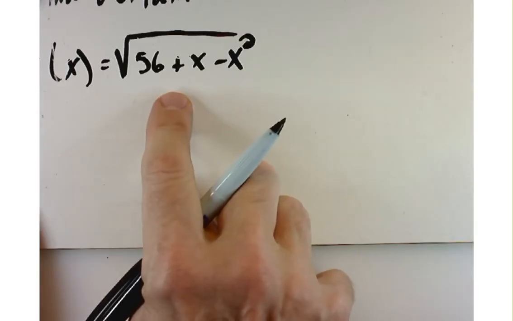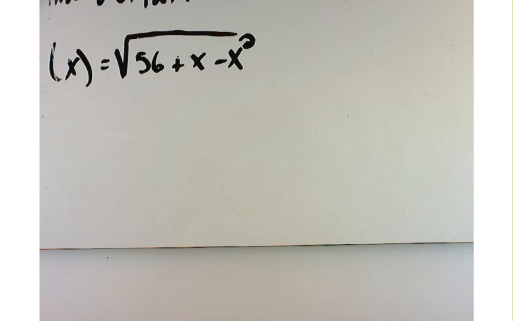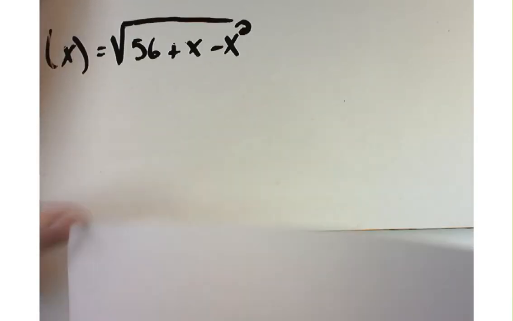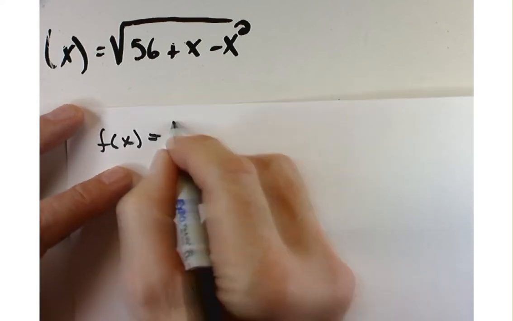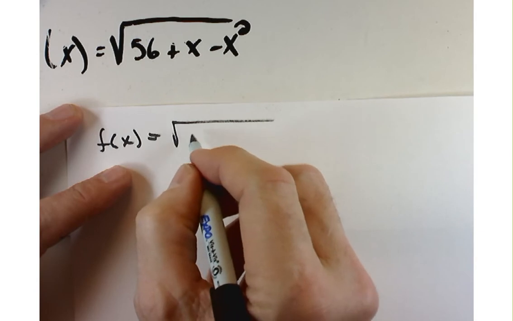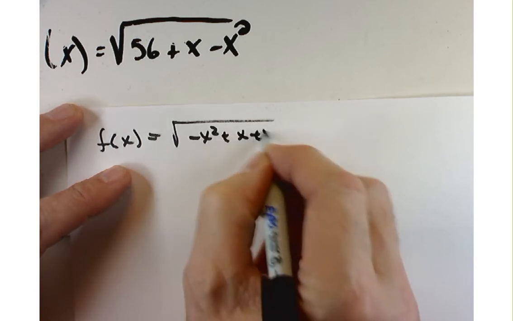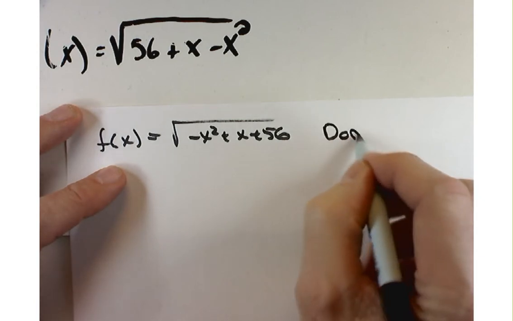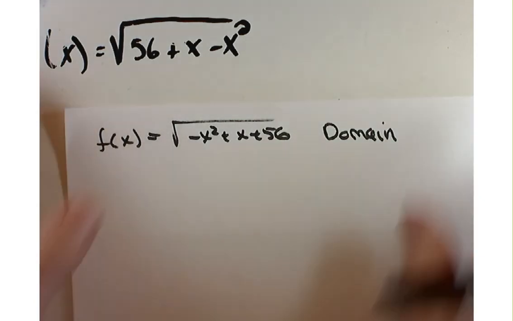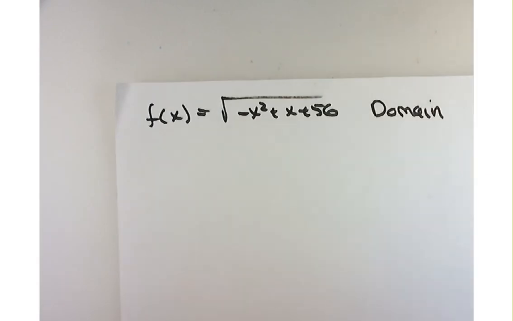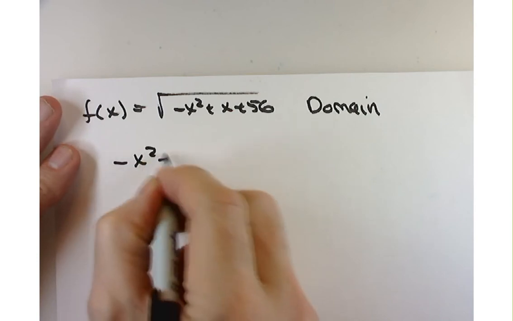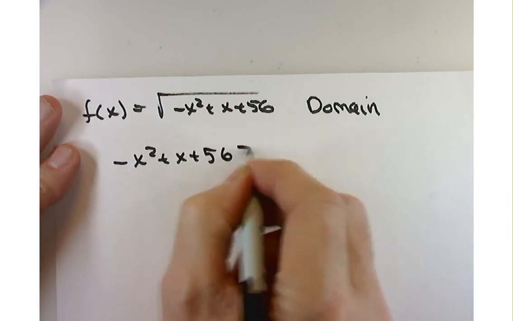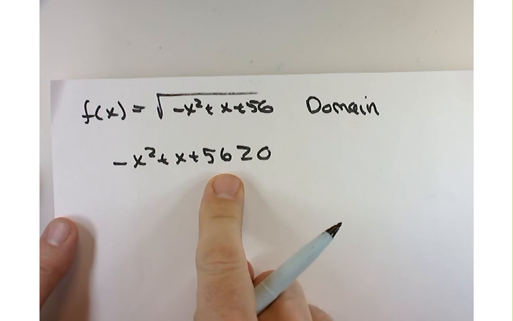Next one. Let's try and find the domain of this expression. Now this is actually kind of a clever way of asking somewhat the same problem that we just had. F of x is the square root of, let me write it as negative x squared plus x plus 56. If I want to find the domain, what's my big concern for a function like this? What would I be worried about? You can't have it be negative because taking the square root of a negative value is going to be an imaginary value. Yeah, I want to make sure that this is greater than or equal to 0.